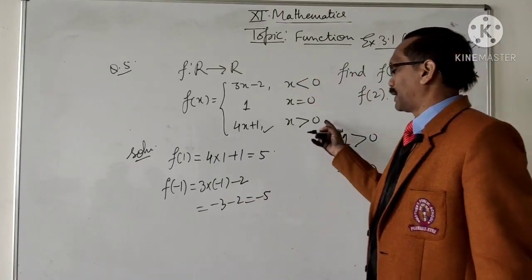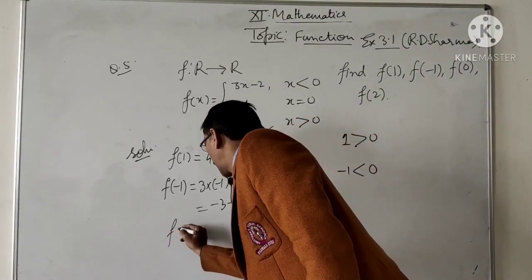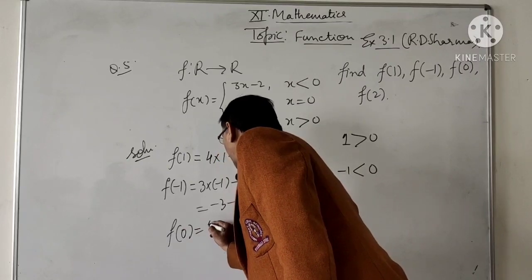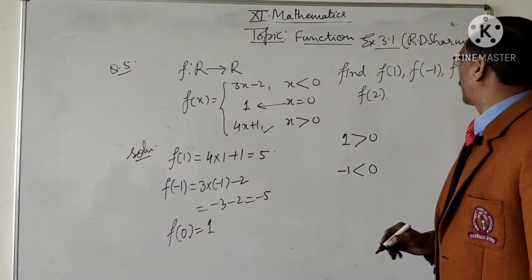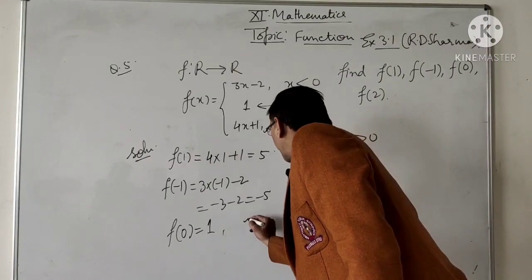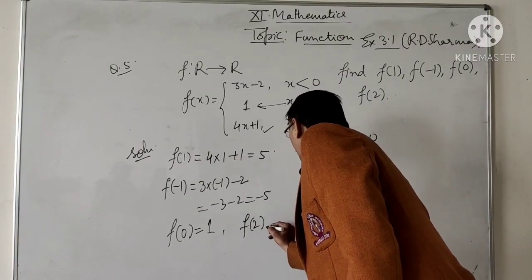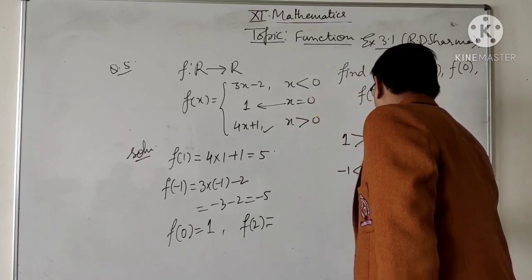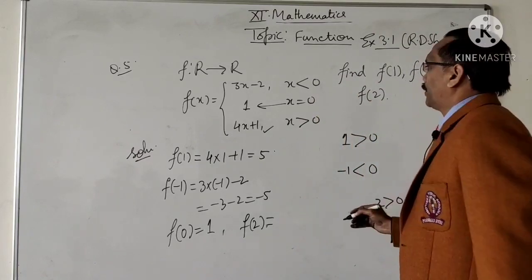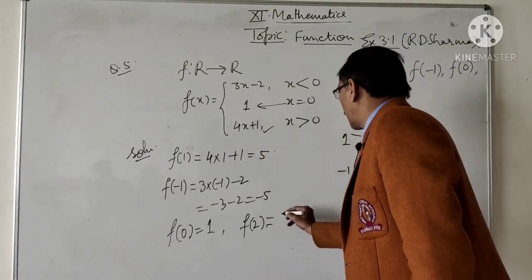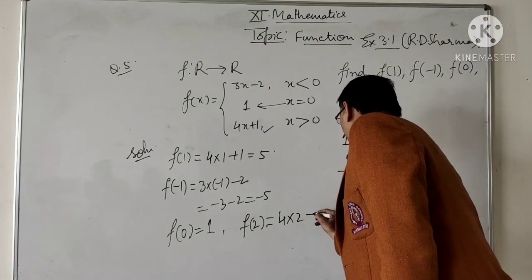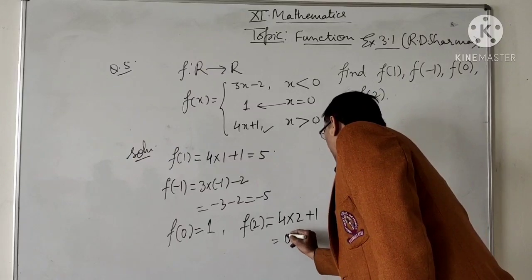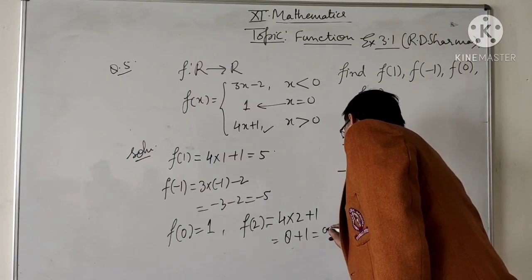Then f(0) is very simple. It is directly 1. f(0) is 1. It is given here. Then f(2). Again, 2 is greater than 0. So it belongs to this. 4 into 2 + 1, which is 8 + 1 is 9.